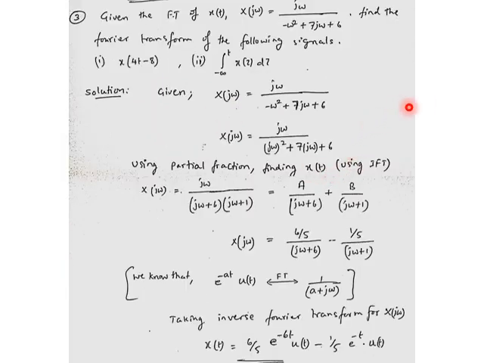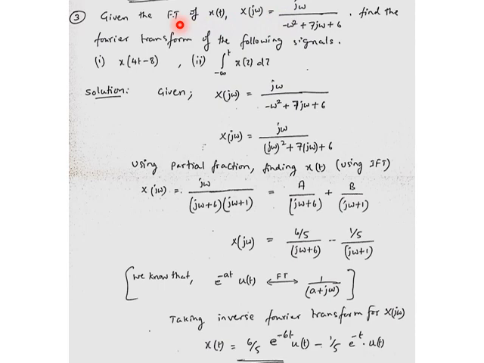Moving on to the next problem, which is quite bigger, but it is mentioned in the model question paper. It is a very interesting and lengthier question. You can go and look into this. The Fourier transform of x of t is given, that is, x of j omega is equal to j omega divided by minus omega square plus 7 j omega plus 6. So for this, find the Fourier transform of x of t.